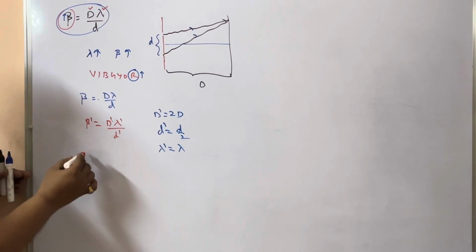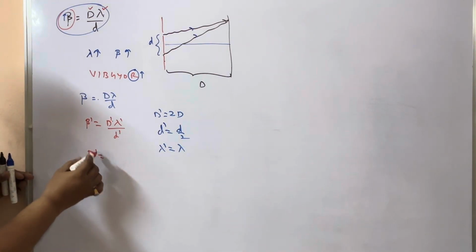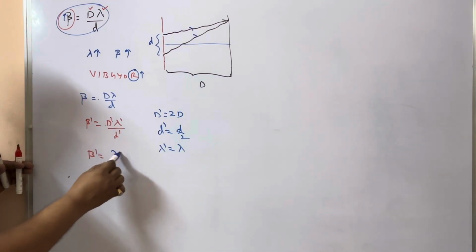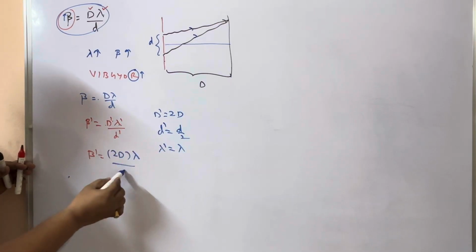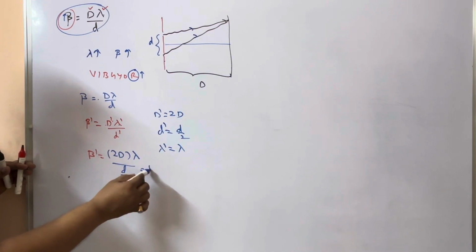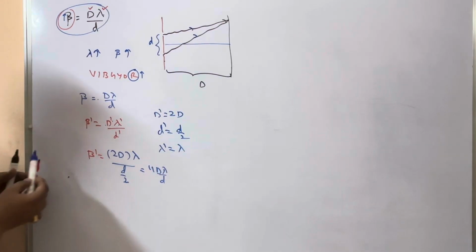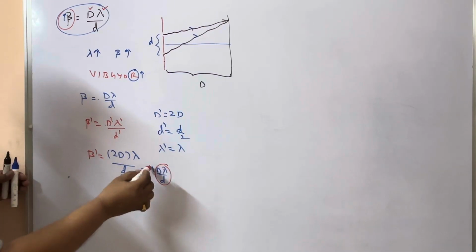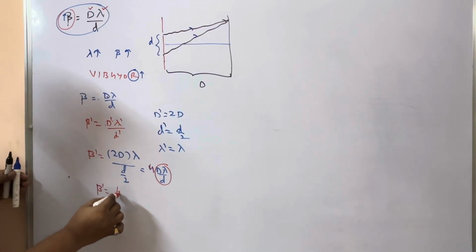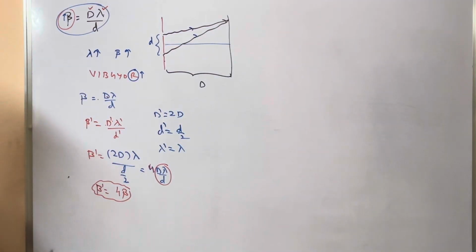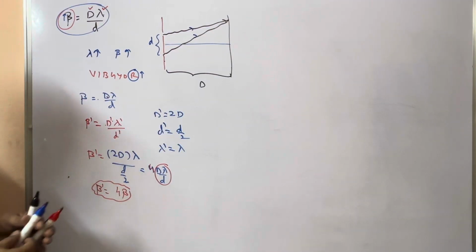Then we write the formula: beta dash equals, in place of D dash 2D, in place of lambda dash lambda, in place of d dash d by 2. So 4D lambda by d. What is D lambda by d? We got beta. Therefore, beta dash is equal to 4 beta. So the fringe width increases 4 times. Like this they are going to ask next time.